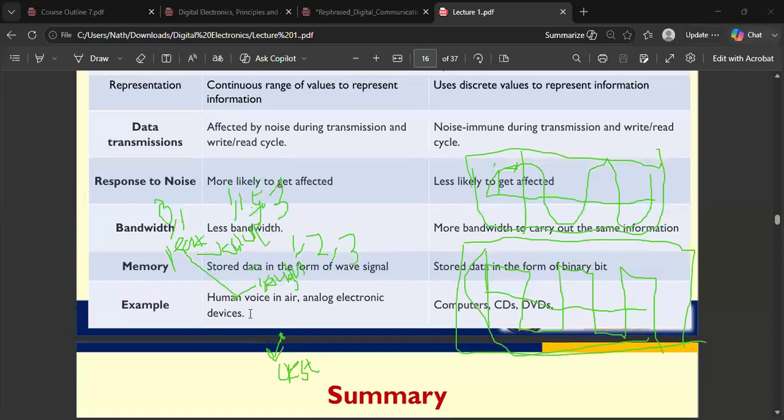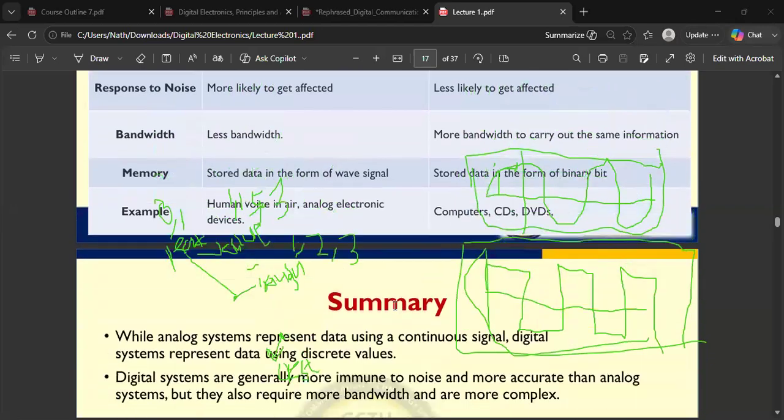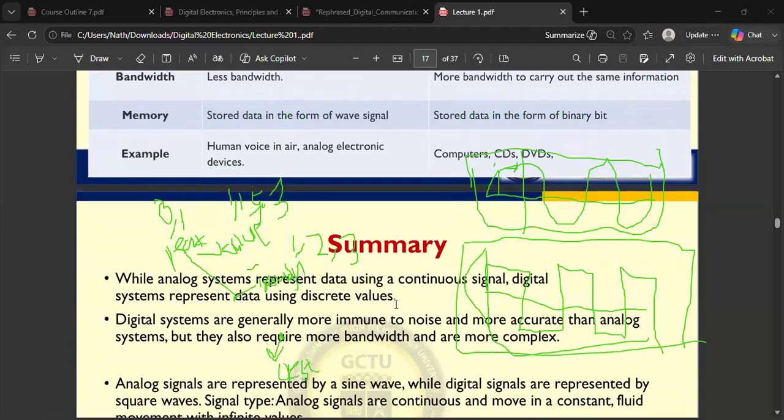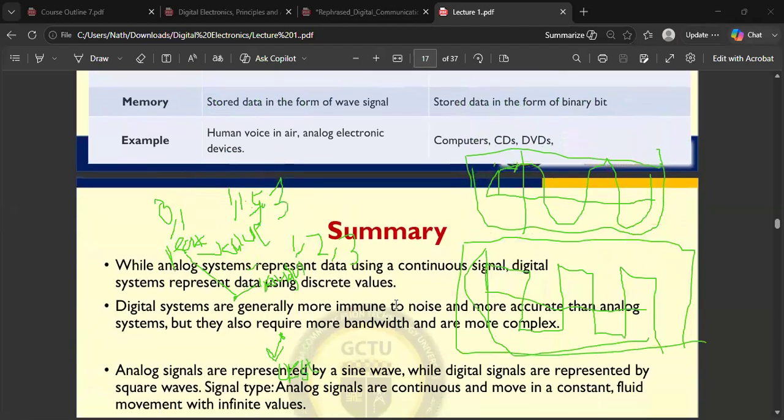Examples of analog signals can be our human voice, earthquakes, and all these things. They are all analog signals, analog systems. For digital systems, we have computers, CDs (compact discs), and digital versatile discs. So this is a summary of whatever we've gone through.